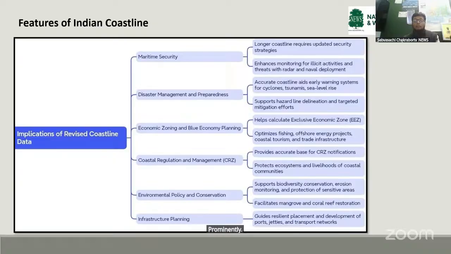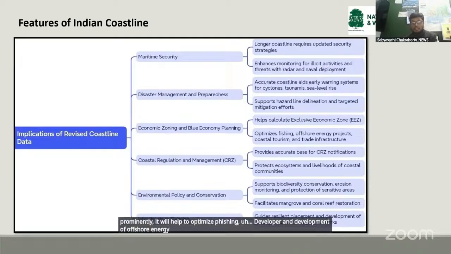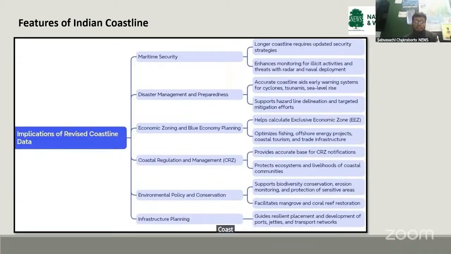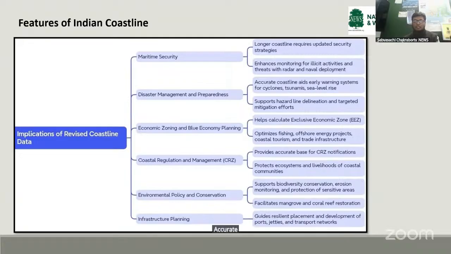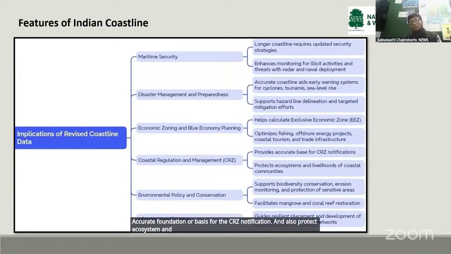It will help to optimize fishing, and the development of offshore energy projects, coastal tourism and trade infrastructure. Coastal regulation and management will have a more accurate basis for the CRZ notification, and also protect ecosystems and livelihoods of the coastal communities.